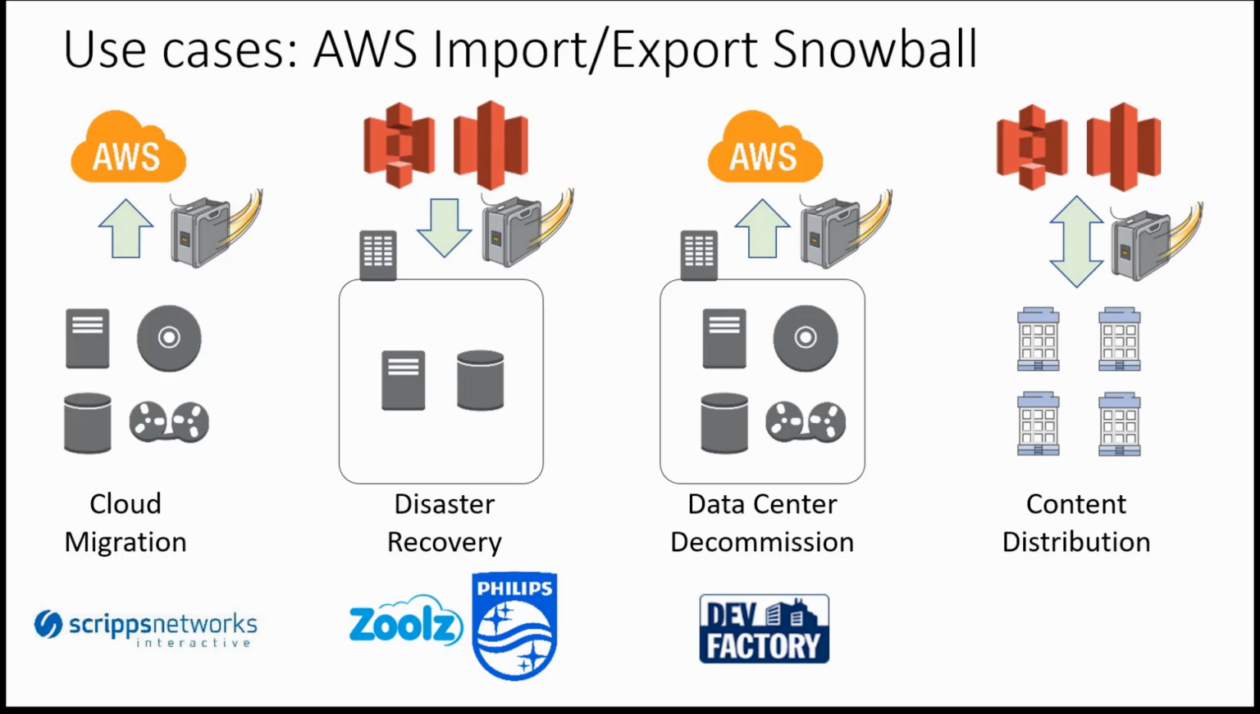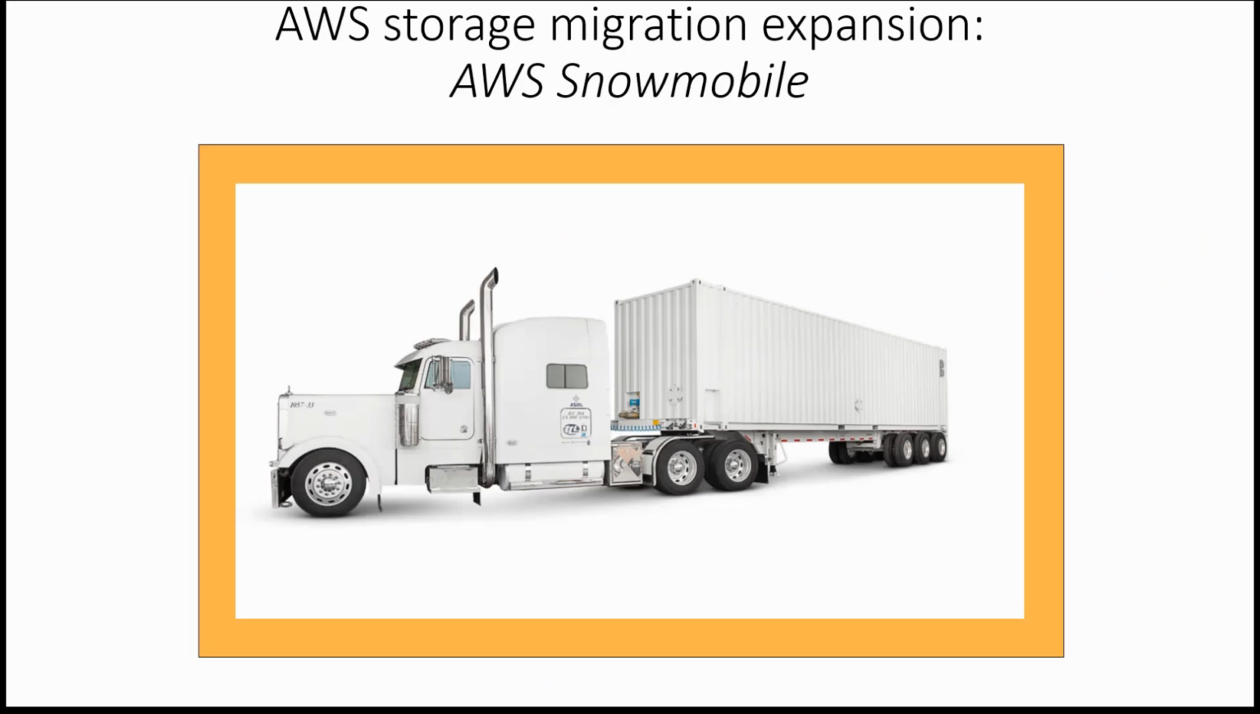So lots of different use cases for Snowball. Scripps is a good example of an active archive for media. Philips, as I mentioned, also for healthcare. A company called Dev Factory, who's a customer of ours, works with a lot of their customers to consolidate and do large data migrations and to consolidate data centers. And so these are all very good use cases for Snowball.